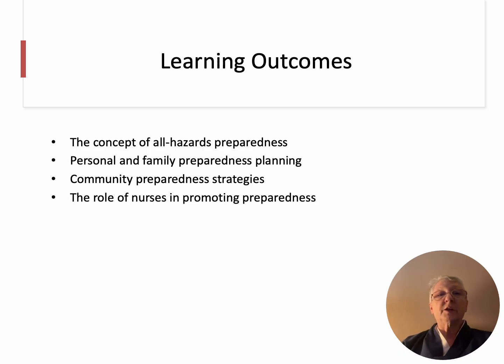First, we will examine the concept of all hazards preparedness. This framework is widely used in emergency management and focuses on building systems that can respond to many types of disasters. Second, we will examine personal and family preparedness planning. Even strong emergency response systems cannot immediately assist everyone during disasters, so household preparedness is critical.